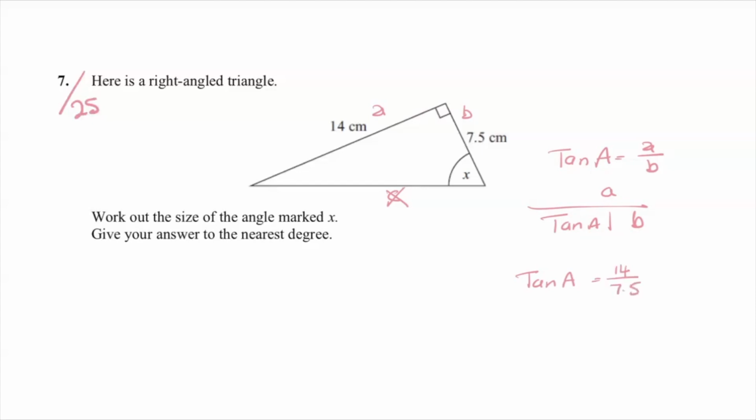If I want to know what my angle is, I need to get it on its own. So we're going to move the tan across the equals. So my A, or my X, I could have changed to X by now, is the inverse, the opposite of tan. Put it in your calculator and then just check to see how they want us to round. It's to the nearest degree. So this would be 62 degrees.